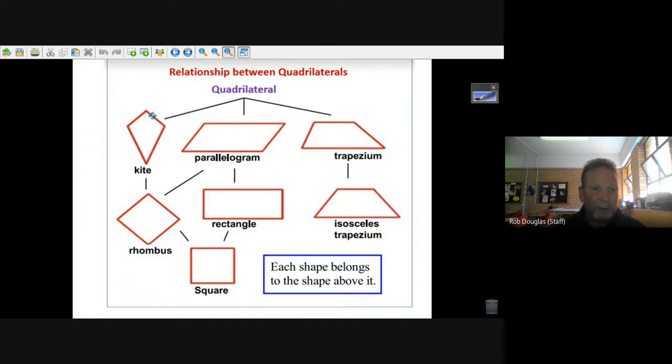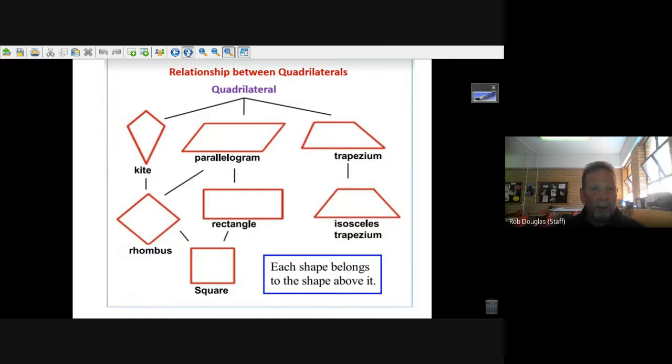If you've got a quadrilateral with pairs of adjacent sides that are equal, it's called a kite. If you've got one pair of parallel lines, it's called a trapezium. And if the two sides on either side are the same, we call it an isosceles trapezium. Well, there's all the names for the quadrilaterals.